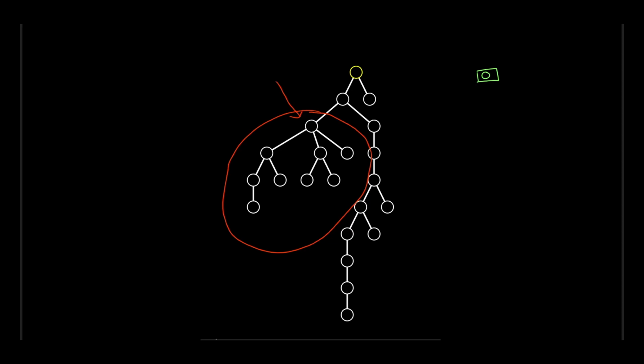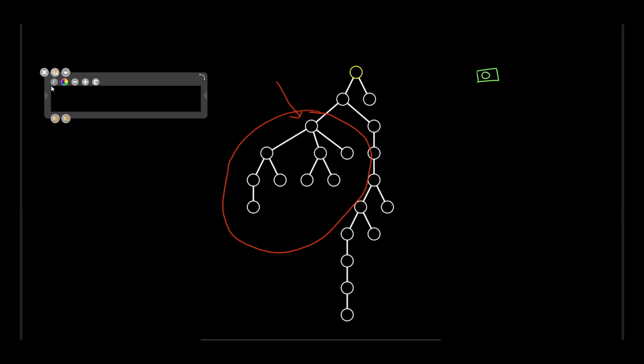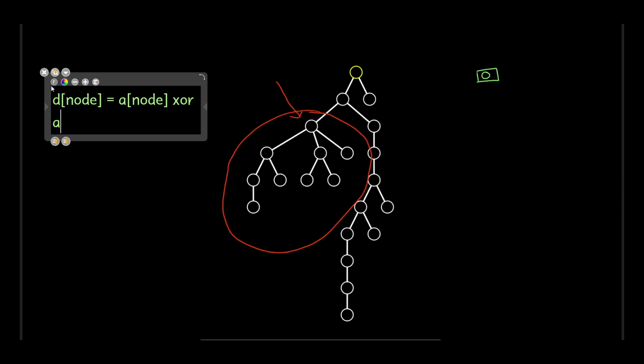So let's define this time, let's define d of node. So there is no i anymore, there is a node. So let's define d of node is equal to A of node XOR A of parent of node. Now let's see whether this thing remains an invariant when you flip an entire subtree.